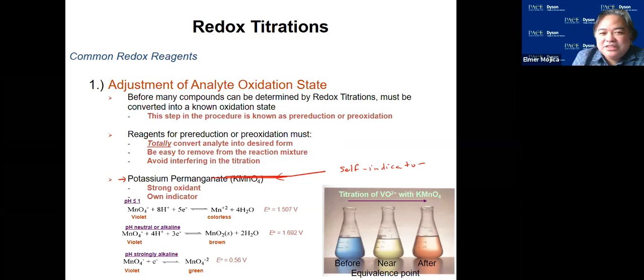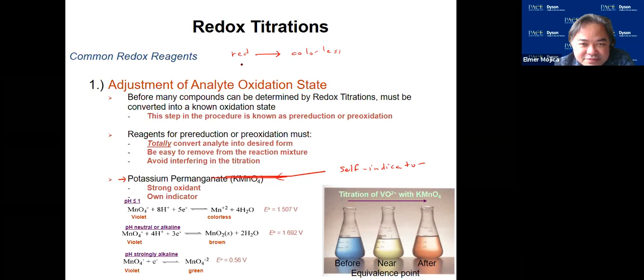So we call it a self-indicator because it changes on its own. From red, it becomes colorless. So the violet color that we have there is MnO4 minus. The colorless that we have there is Mn2 plus.